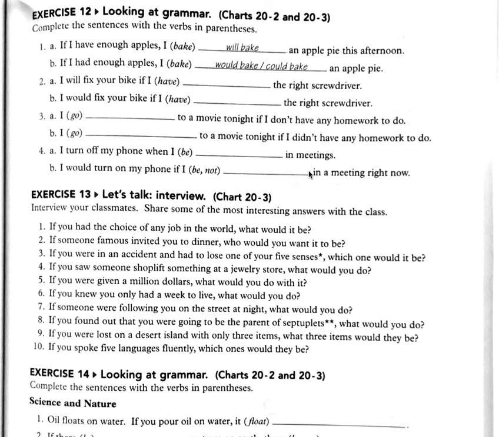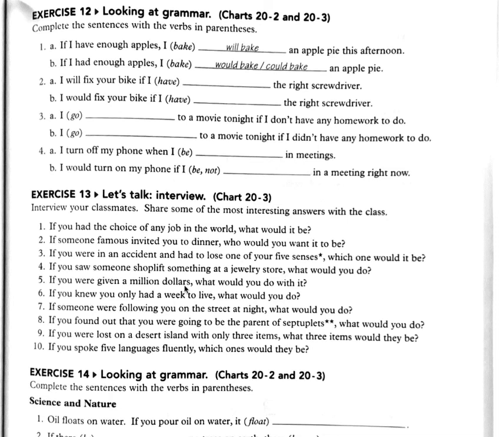Number 2, if someone famous invited you to dinner, who would you want it to be? So you say, if someone famous invited me to dinner, I would want it to be, then give the name of the person. Queen Elizabeth. Or I would want it to be a famous rock star or a famous actor or actress. Okay?